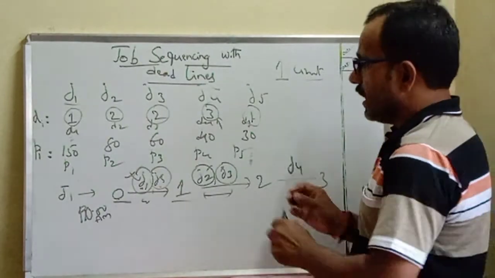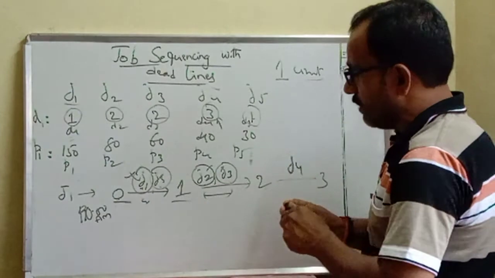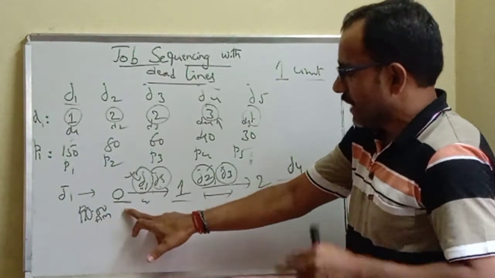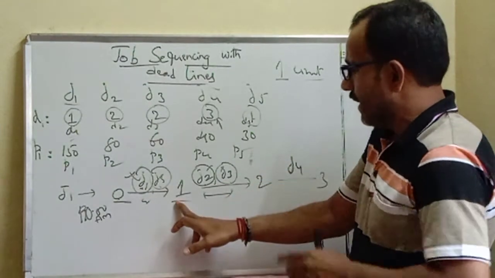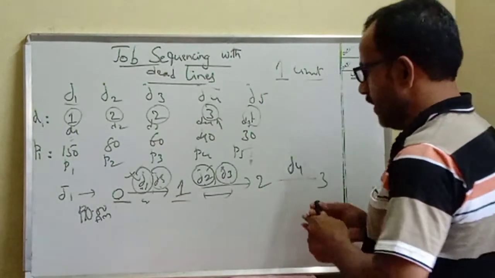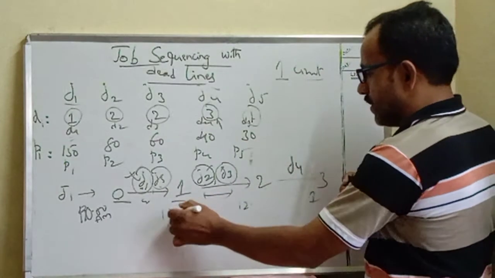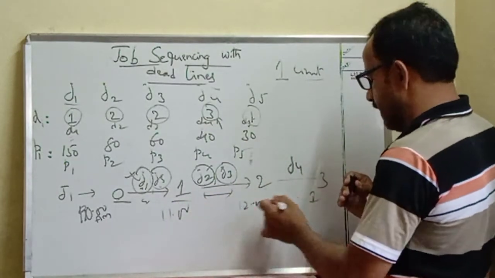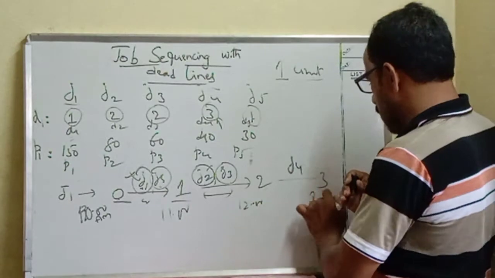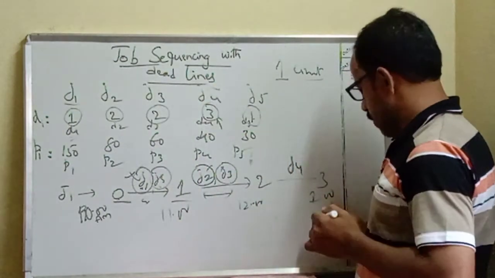So I think I am clear. I explained clearly what a time slot is. Time slot means at 10 o'clock the time starts at 0. 10 to 11 is the first time slot, 11 to 12 is the second time slot, and 12 to 1 p.m. is the third time slot. But this person can wait up to 1 o'clock.